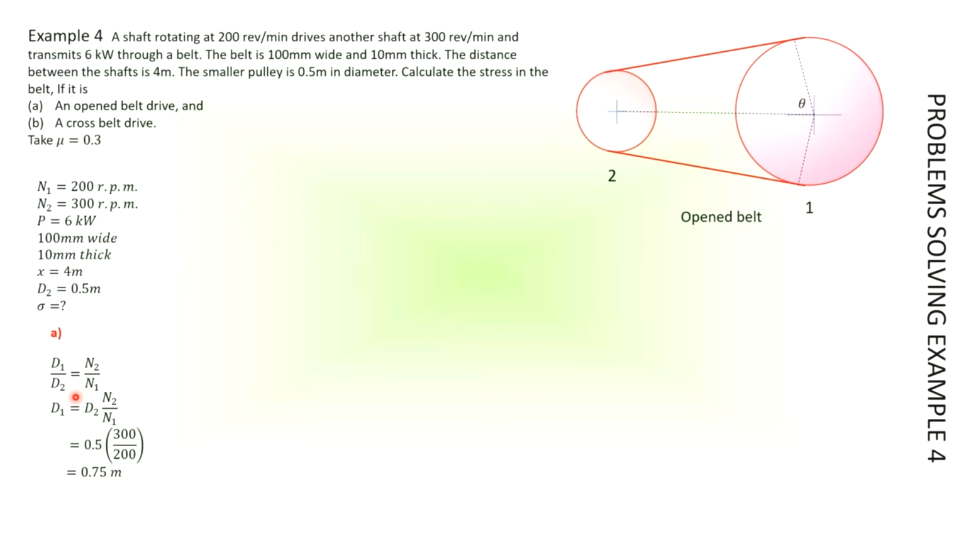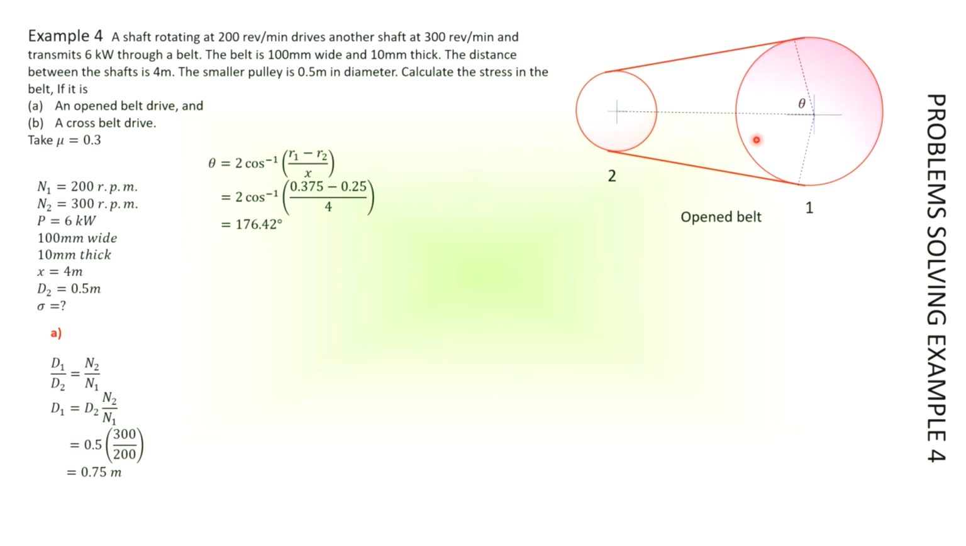By applying what we have learned, if you write D1 over D2, then this side should be N2 over N1. Remember, it's always opposite. If you write D2 over D1, then N1 over N2. What we want is D1, so D1 is the subject. Putting in D2 and the speeds, you should be able to find out the diameter of the larger pulley, which should be 750 millimeter.